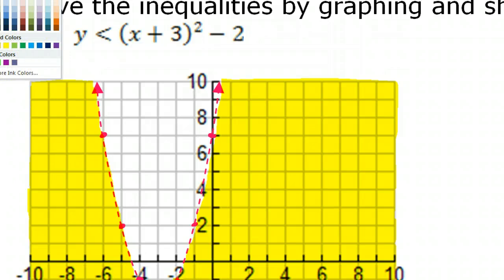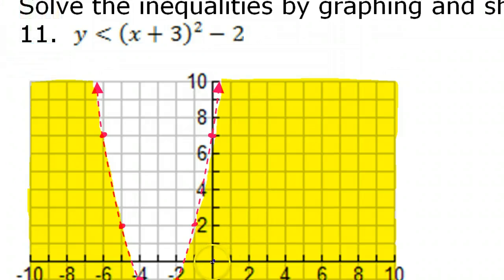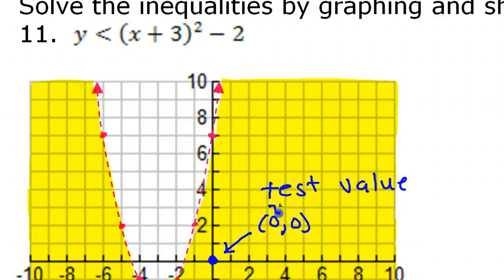Okay, and a convenient value to use is 0, 0. So let's use 0, 0 as a test value. That means x is 0 and y is 0 for this point. So if I substitute that into the inequality, that becomes 0 is less than (0 plus 3) squared minus 2. Let's see if this is a true statement.